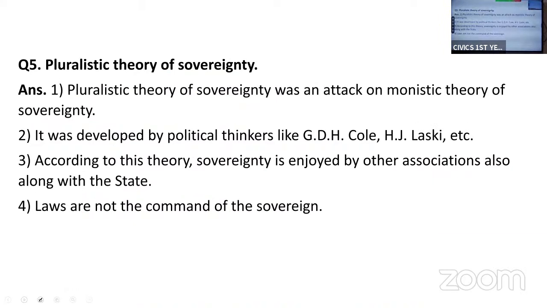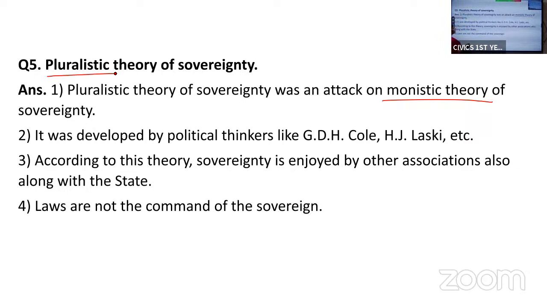Let us see the pluralistic theory. Just now I told you, Austin's theory is called monistic theory because it was given by him only. One person gave that theory. But coming to the pluralistic theory, it was an attack. This theory was against the monistic theory of sovereignty. So other political writers opposed Austin's theory. That is why we call it pluralistic theory.